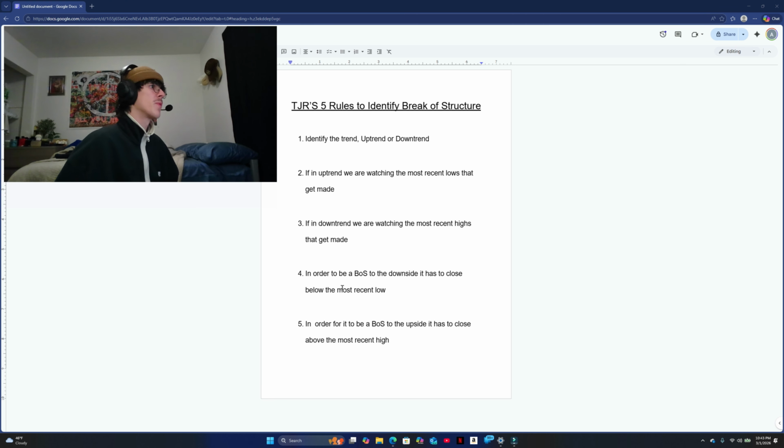Number 4, in order to be a break of structure to the downside, it has to close below the most recent low. So what that means is if you have a candle and the wick of that candle goes below the most recent low, it is not a break of structure. It has to be the body. It has to close below the most recent low.